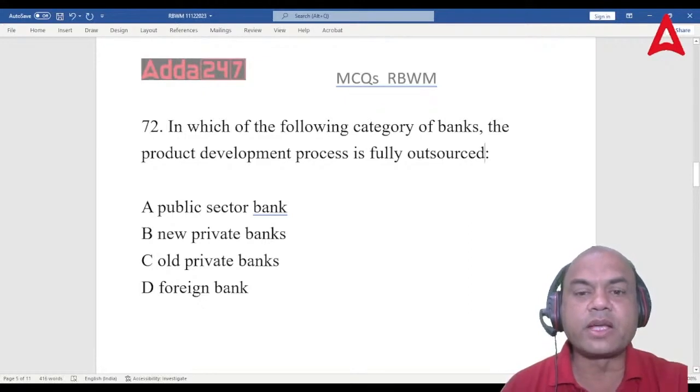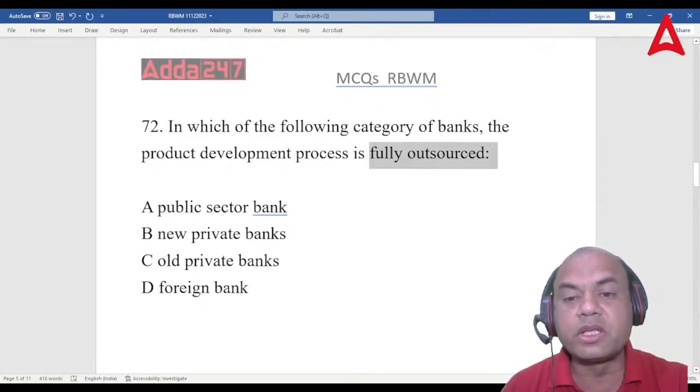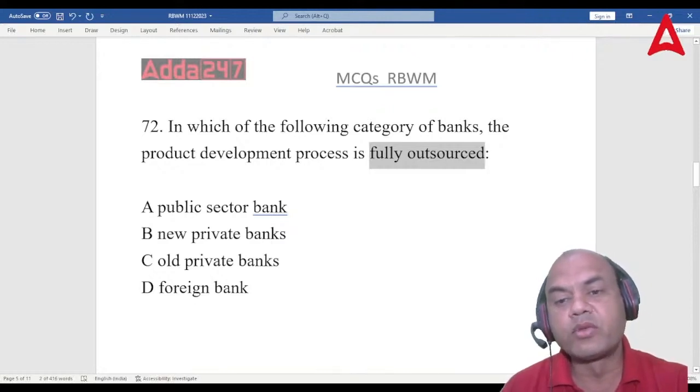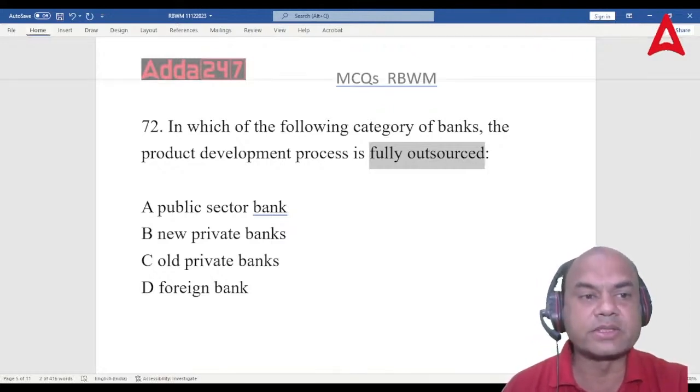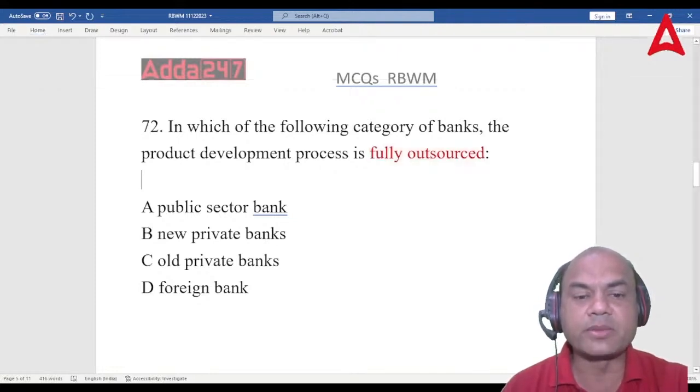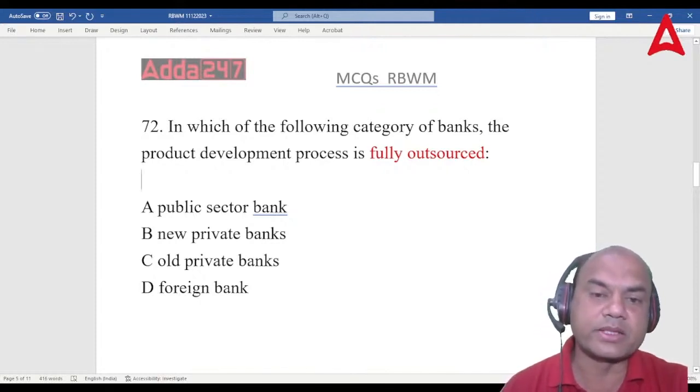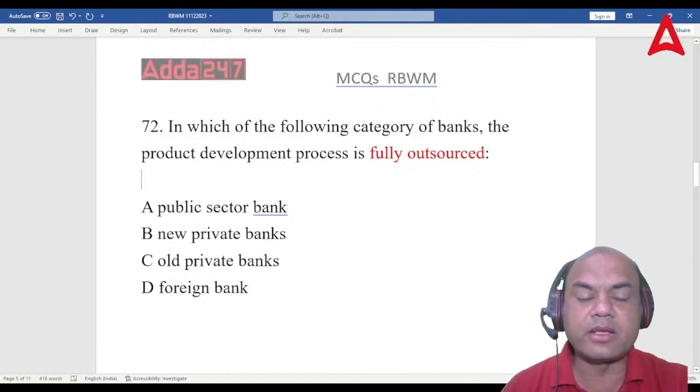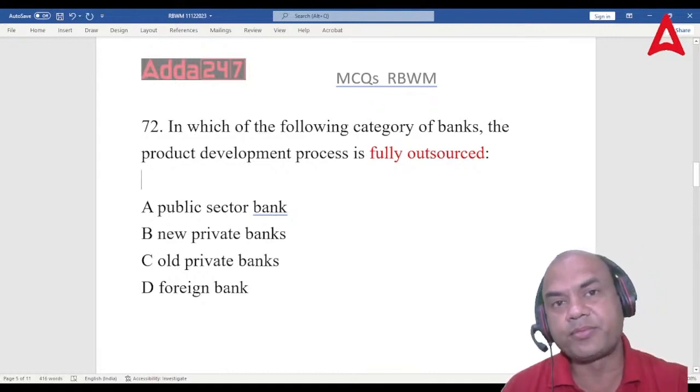In which of the following categories of banks is the product development process fully outsourced? Think over it, everyone. Public sector, new private, old private, or foreign banks. Firstly, tell me, what is a public sector bank?